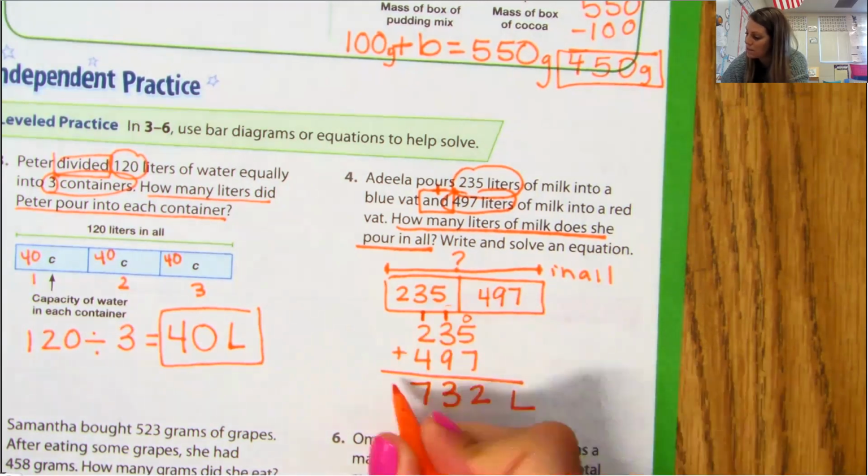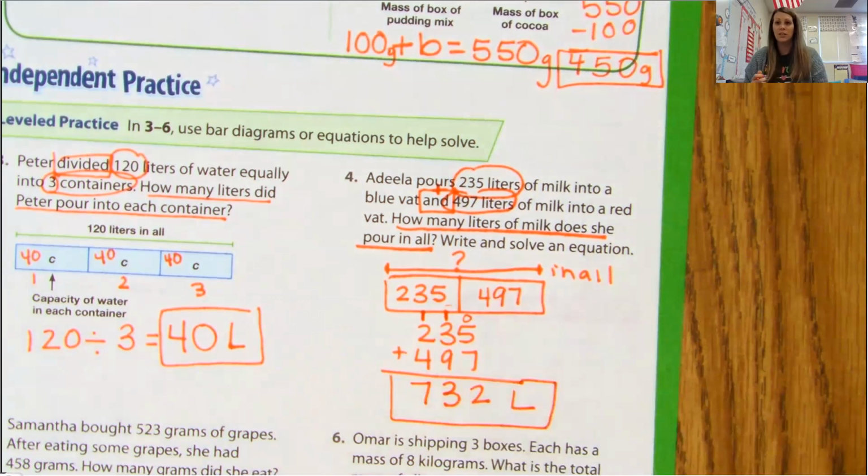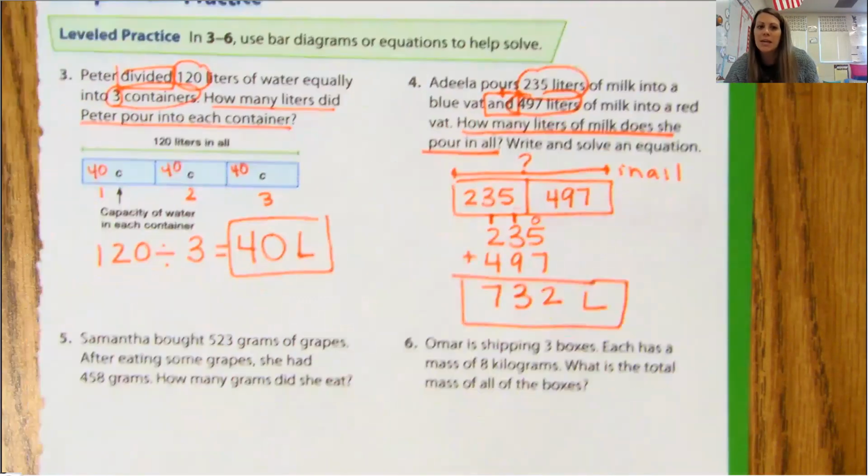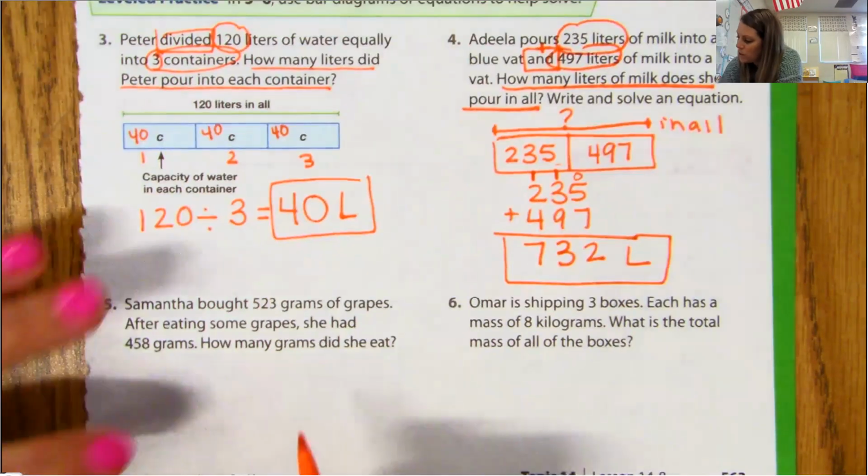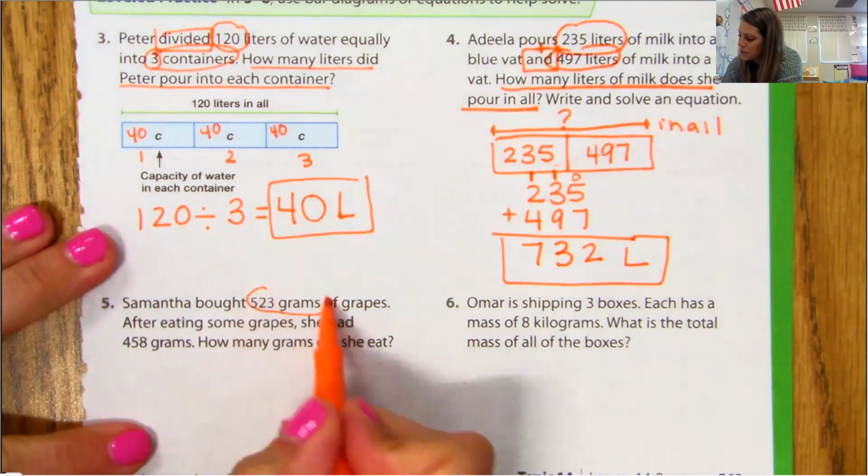Did you get 732 liters? If you did, say yeehaw. Nice job. All right, Samantha bought 523 grams of grapes.